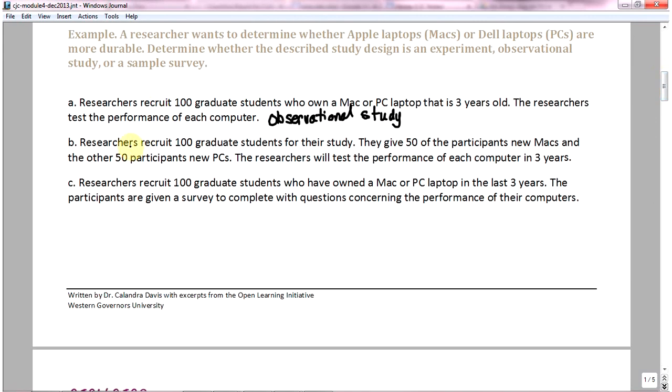Okay, Part B. Researchers recruit 100 graduate students for their study. They give 50 of the participants new Macs and the other 50 participants new PCs. The researchers will test the performance of each computer in 3 years. So this one will be an experiment because the researchers have assigned half the participants to using a Mac and the other half to using a PC.